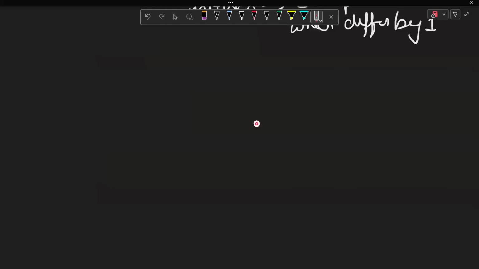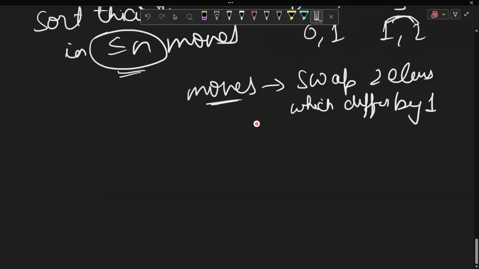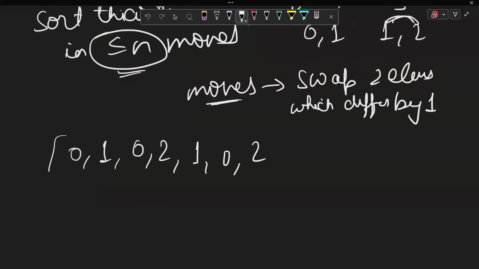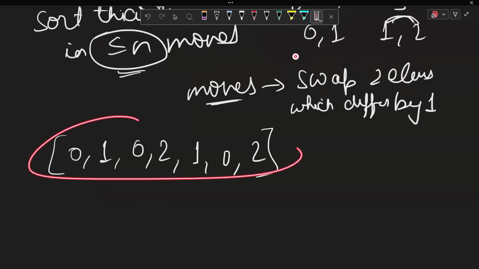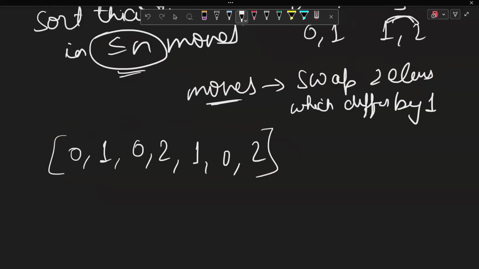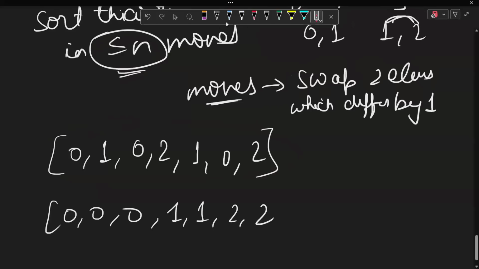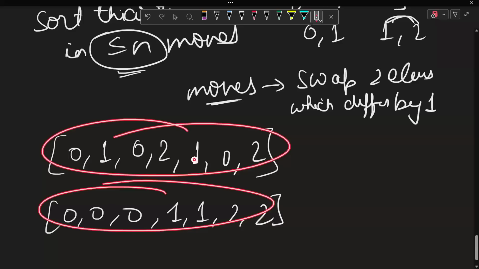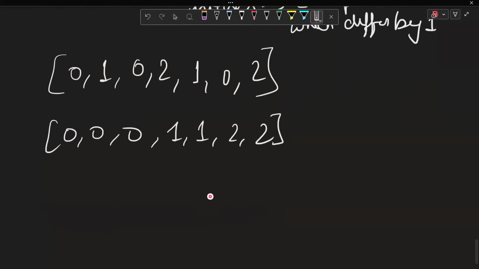So how do you decide the swaps so that you do it in at most n swaps? Like, you can always do it in a larger number of swaps. What you can do is, let's say you have some array. Finally, what would be a sorted array? Your sorted array would consist of some zeros. Let's say there were 3 zeros, 2 ones, and 2 twos. This would be your sorted array. This is where you need to reach. So from the given array you need to reach here. For this you can make swaps.